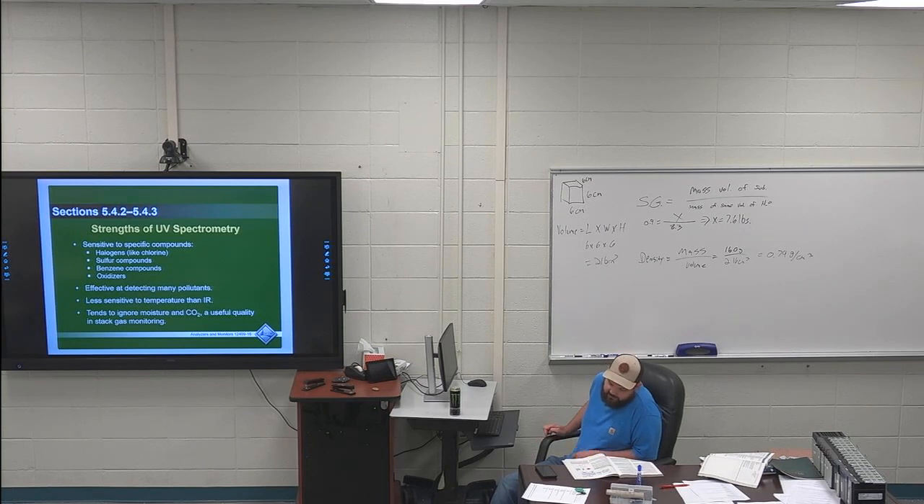First sentence is highlighted. Compared to infrared analyzers, UV analyzers are generally more sensitive, yet they provide a comparable level of selectivity. Where's that? That is the first sentence of 543. Compared to infrared analyzers, UV analyzers are generally more sensitive, yet they provide a comparable level of selectivity.